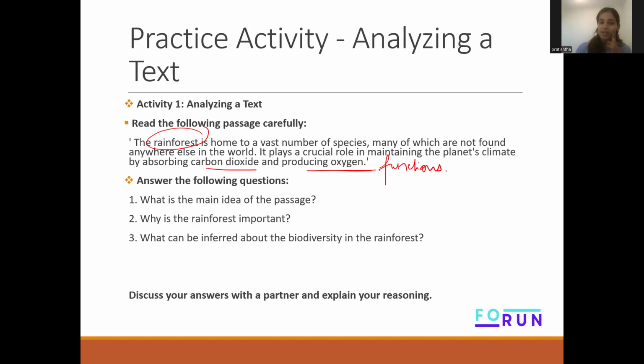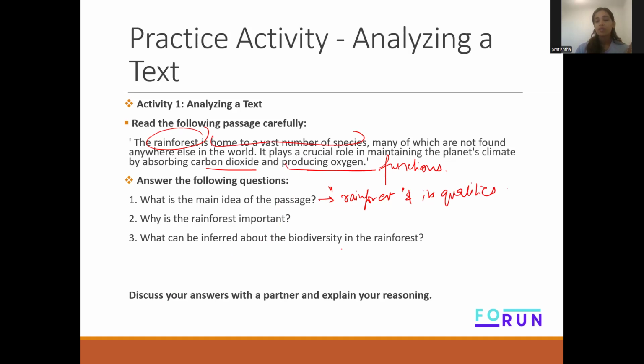So answer the following questions. What is the main idea of the passage? Why is the rainforest important? What can be inferred about biodiversity in the rainforest, right? So what's the main idea? The main idea of the passage is about rainforest. It's talking about rainforest and its qualities probably. Why is rainforest important? Rainforest is important because it is home to a vast number of species, right? And it produces oxygen.